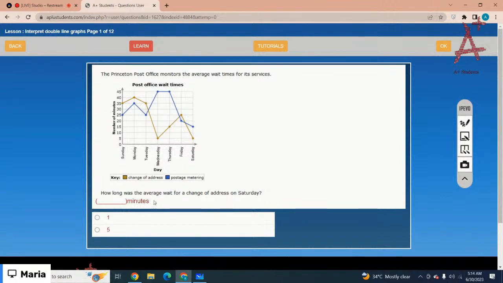So the question is, you have to look for the average wait time for the change of address. That means you have to look for the brown line, and on Saturday. So here you have Saturday, here is the brown point. So just check, it would be 5 minutes. That means on Saturday he just has to wait for 5 minutes.